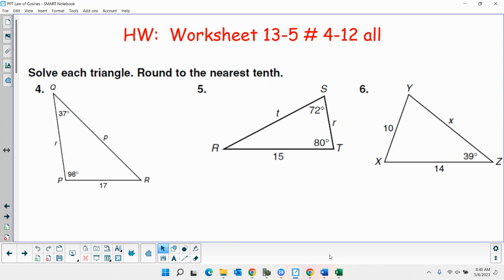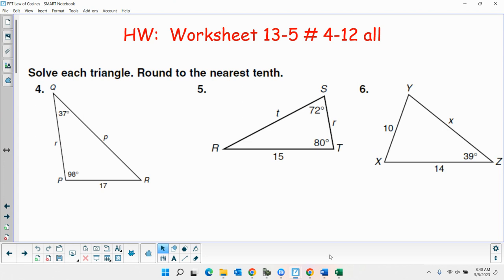For number 9, angle F is 73. Side F is 8.5 and side H is 7.7. Any of those you'd like me to go over? Get them all right now? You didn't even look, huh?